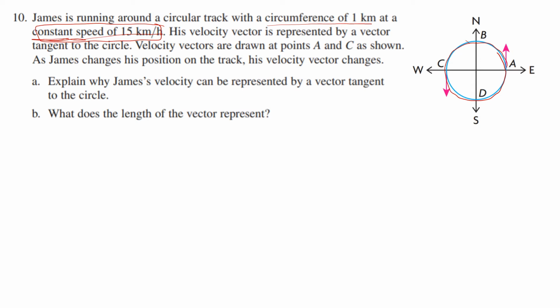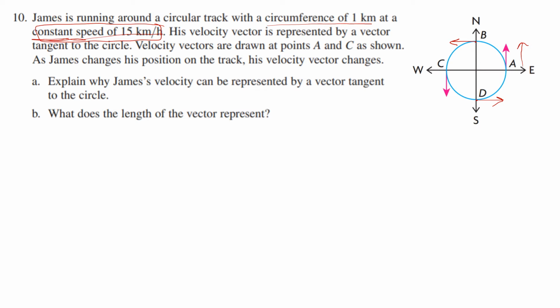So at point A, he will go in this direction. At point B, the direction he will go to is here to the west. And at C, it's as shown, and at D, he goes in a different direction, which is towards east. So like I said, his direction always changes. It's important to understand what they're going to ask us in this question.